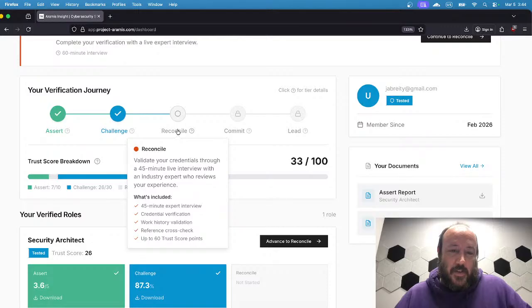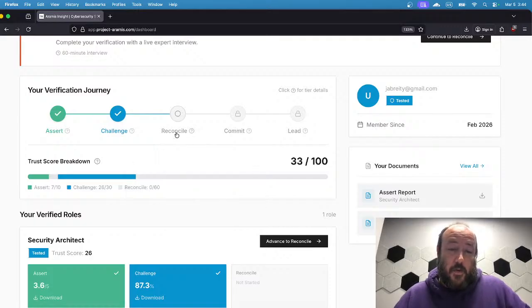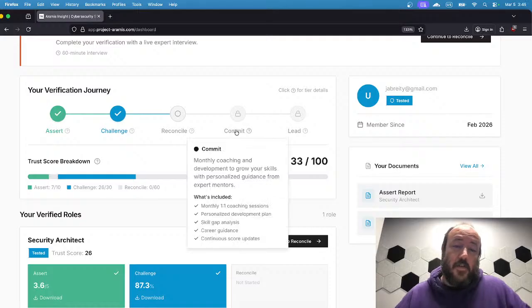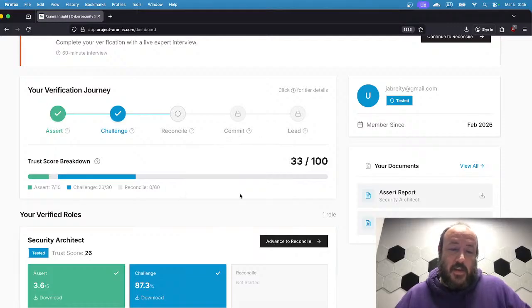So reconcile is the next step, which is where you would validate your credentials through a 45-minute live interview with an industry expert who reviews your experience. I believe they consume the resume, credentials, work history, work history validation, reference cross check, and up to 60 trust score points for performing that. Commit is the monthly coaching where you could do a gap analysis and get that gap closed.